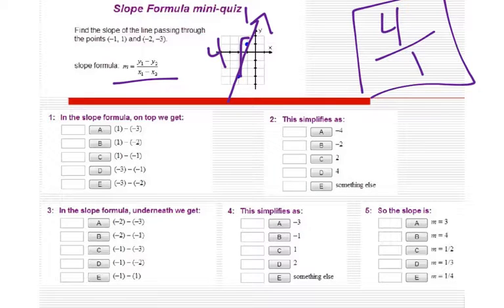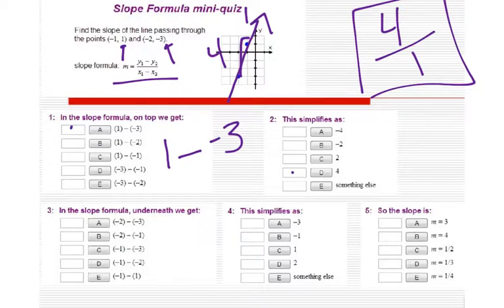Now let's see what happens with the numbers. In the slope formula, on top, we're going to get what? 1 minus negative 3. You've got to take your y values and subtract. Okay? It would be 1 minus a negative 3. Okay? 1 minus negative 3 reduces. If you put it in your calculator or you did leave, change, opposite, you would end up with a positive 4.